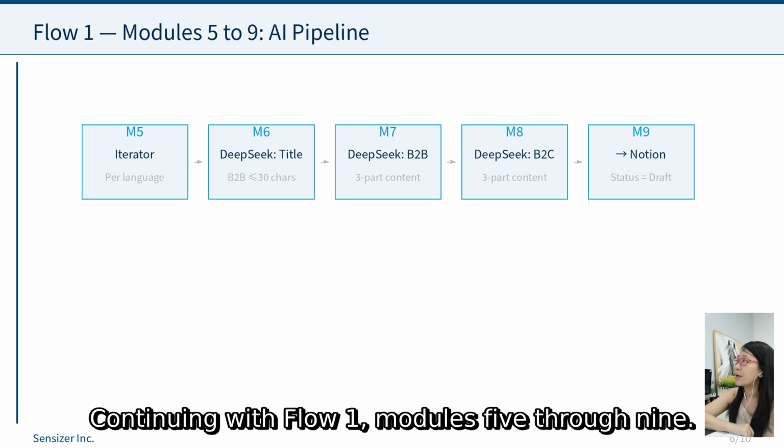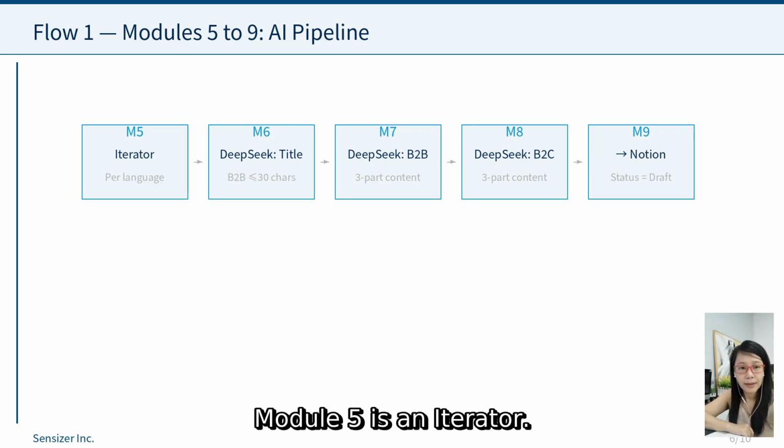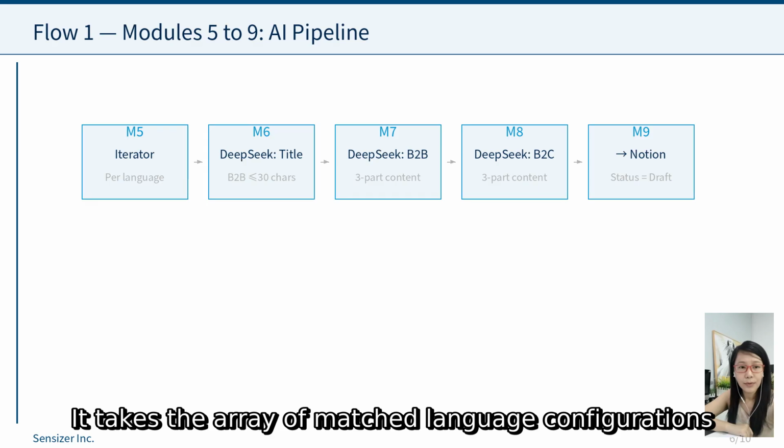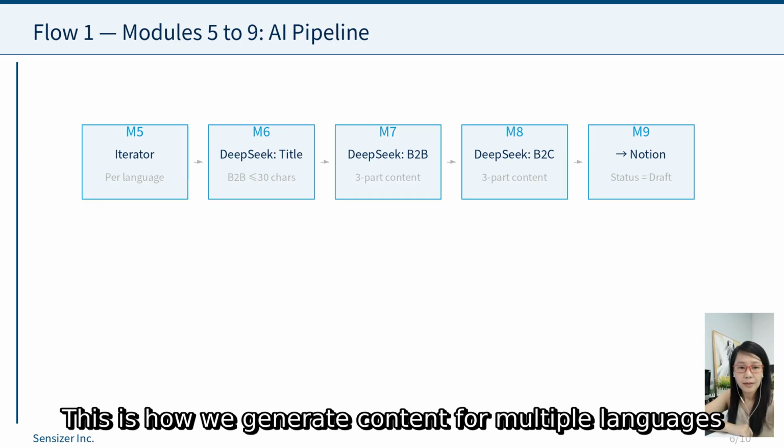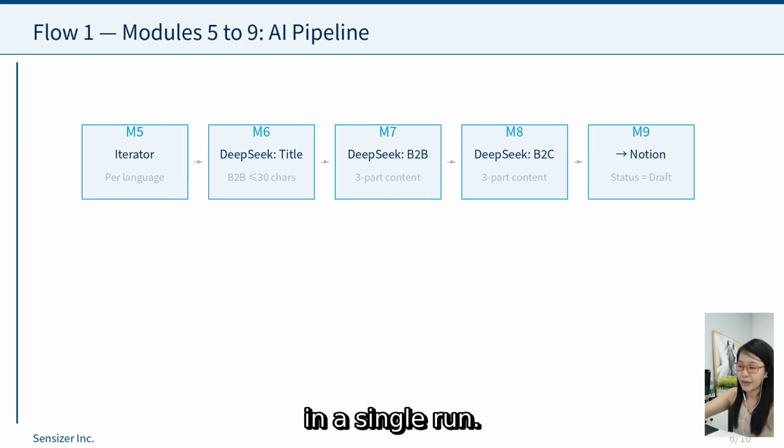Continuing with Flow 1, Modules 5 through 9. Module 5 is an iterator. It takes the array of matched language configurations from Module 4 and processes each one individually. This is how we generate content for multiple languages in a single run.